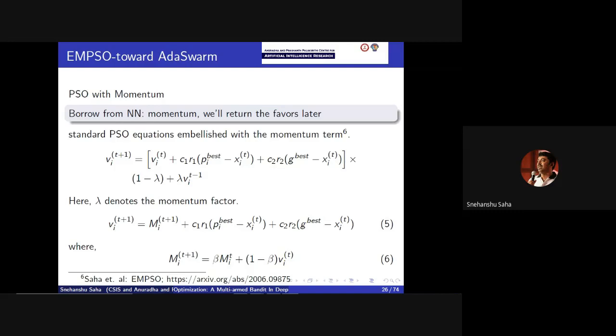Okay. Now we use this idea. If you recall, I'm trying to draw parallels between PSO and neural networks now. In stochastic gradient descent also, you sometimes use a momentum term, right? Exactly for the same reason. So we borrow it from the neural network and we rewrite the vanilla PSO equations in the following manner.